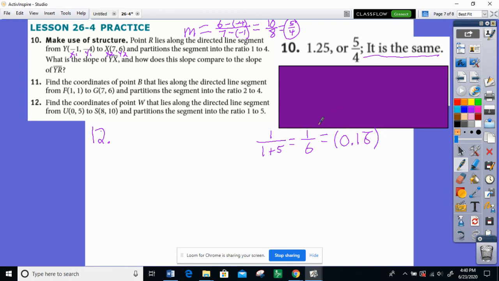Now, I'm going to do this one a little bit differently. I'm going to leave this as the fractional form, because since this is a non-terminating decimal, we're going to lose a little bit of accuracy doing the decimal instead of the fraction. So in a second, we're going to roll with the fraction. So let's find our slope, x1, y1, x2, y2. So that's going to be 10 minus 5 divided by 8 minus 0. So that's going to be a rise over run of 5 over 8.